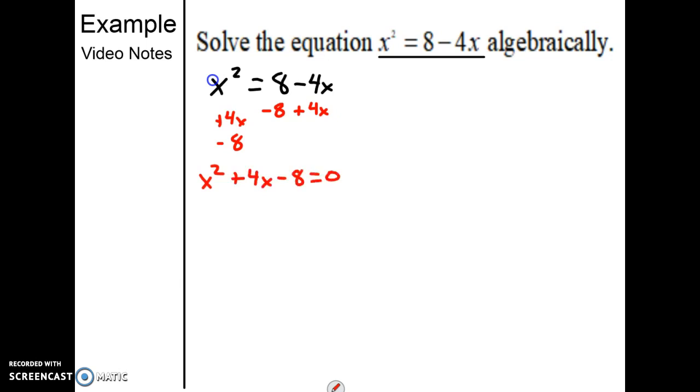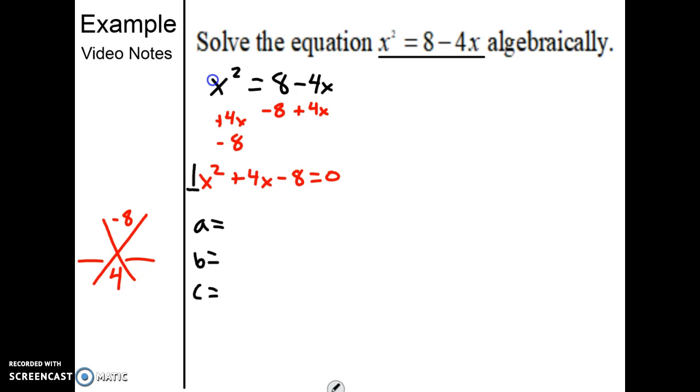None of those are like terms, so we can't combine any of them. This would be the point where you would want to find two numbers that multiply to negative 8, but add to a positive 4. But the factors of 8 are 1 and 8, which are 7 away from each other, and 2 and 4, which are only 2 away from each other. So there are really no nice whole numbers that we can put in here, which means that we do need to use the quadratic formula. So we have our a, b, and c.